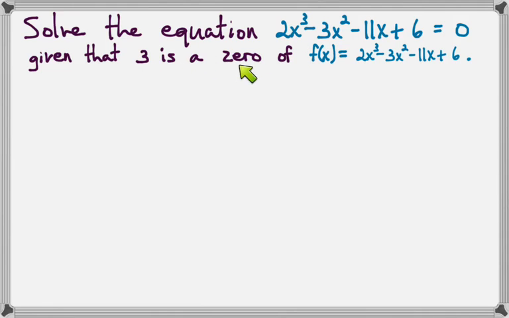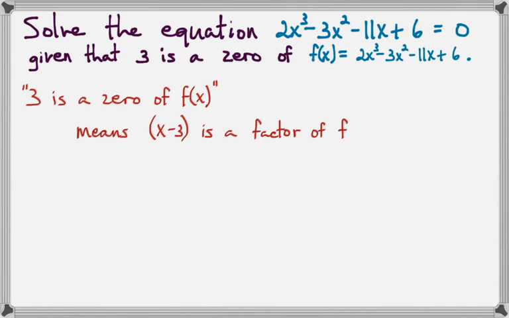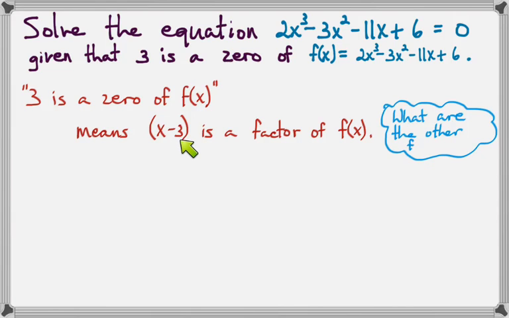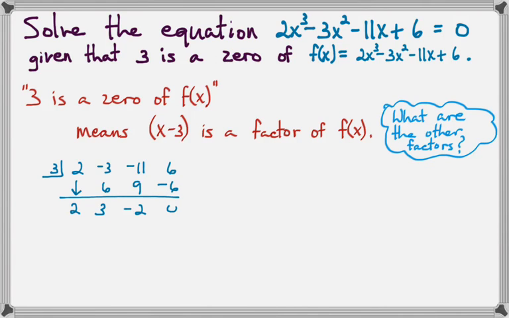Now we're going to use the factor theorem. If we know that 3 is a 0 of this function, that's the same thing as saying that x minus 3 is a factor. Remember, if plugging in 3 to the function gives you 0, it means that x minus 3 is a factor. And if x minus 3 is a factor, there must be another factor that we don't know about yet. So if we do the synthetic division using 3 in the box, then this is the answer that we get.